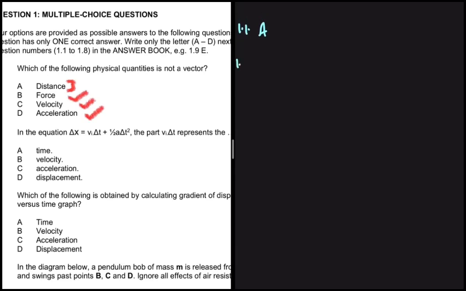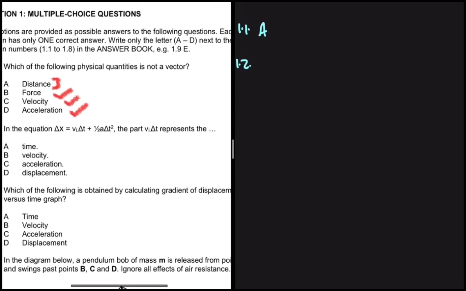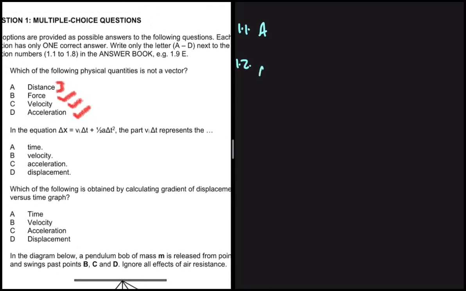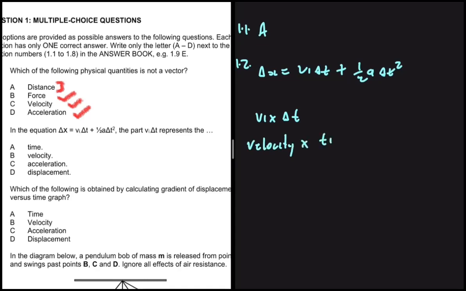Let's look at 1.2. In the equation, Vx is equal to Vi delta t plus a half a delta t squared. Vi delta t represents what? Let's look at Vi delta t and make sense of it. Vi, that is the velocity. So we have velocity, and then delta t is the time, obviously. So we have velocity multiplied by time.